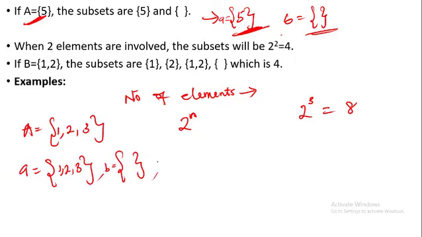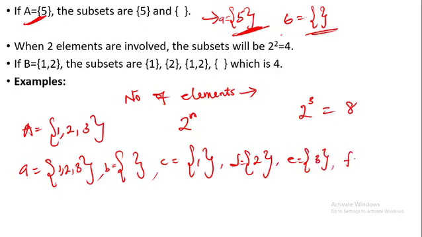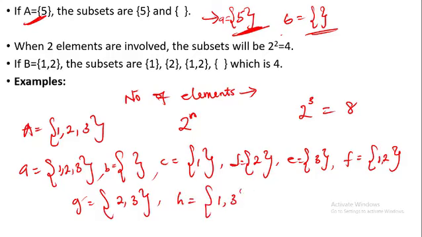Let's call it B. And for C, we have set of 1. For D, we have set 2. For E, we have set 3. For F, we have set 1, 2. Okay. For G, we have set 2, 3. Then for H, we have set 1, 3. And mark all this, there is no repetition of any kind.